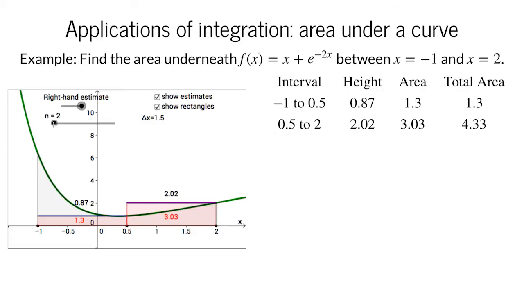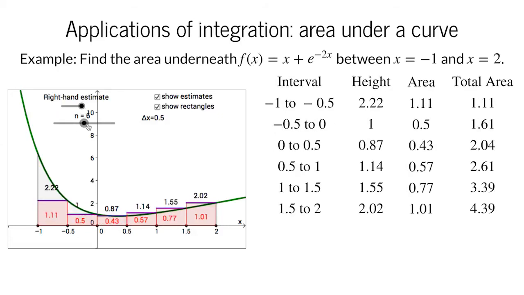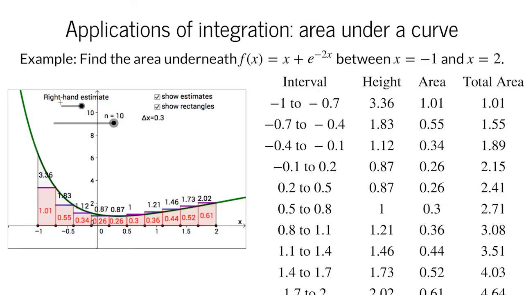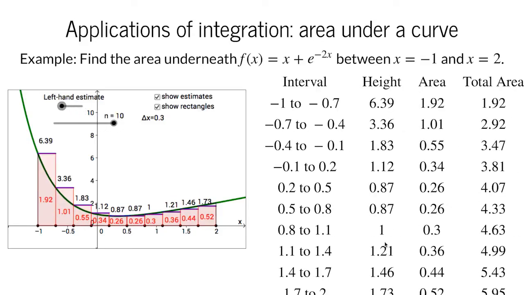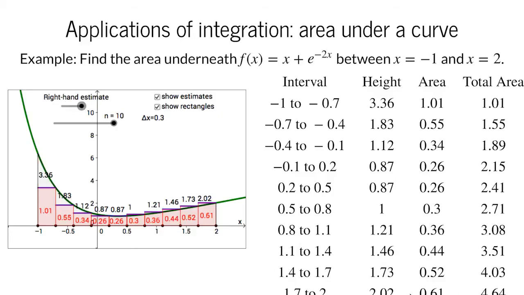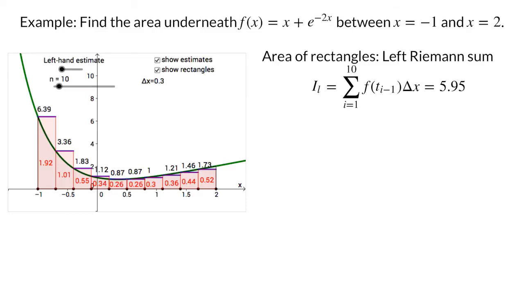To improve the accuracy, we can increase the number of subintervals. For 10 subintervals, we obtain estimates for the area of 5.95 for the left-handed estimate and 4.64 for the right-handed estimate. The sum used to calculate the area of the rectangles is exactly the Riemann sum we used to define the definite integral. For the left-handed estimate, we get the left Riemann sum, which is the sum from i equals 1 to 10 of f of t sub i minus 1, which is the height of the left side of each subinterval, times the width of the rectangle, delta x.